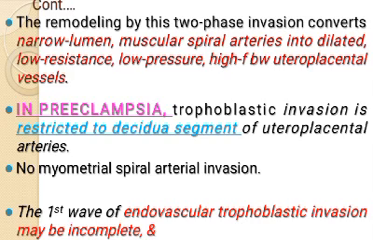uteroplacental vessels. In preeclampsia, trophoblastic invasion is restricted to the decidual segment of uteroplacental arteries. No myometrial spiral arterial invasion. The first wave of endovascular trophoblastic invasion may be incomplete, and the second wave does not occur. As a result, the deeper segments of the spiral arteries are not remodeled.